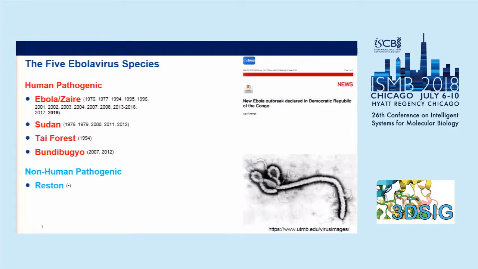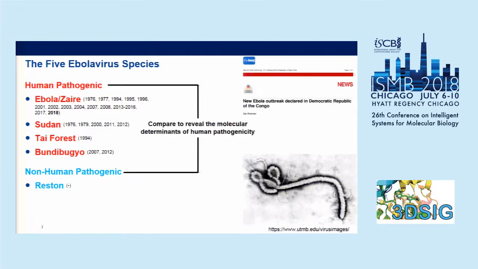But there is a 5th species of Ebola virus, which is the Reston species. And this has never been observed to cause disease in humans. So we know that it can infect humans, but it doesn't seem to cause disease. However, it does infect and cause disease in non-human primates. So we wanted to compare these 2 groups to reveal what's the molecular determinant of this pathogenicity.